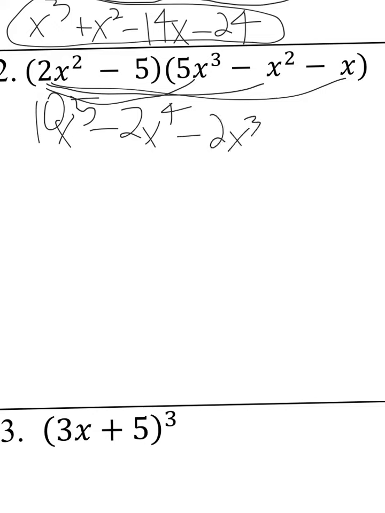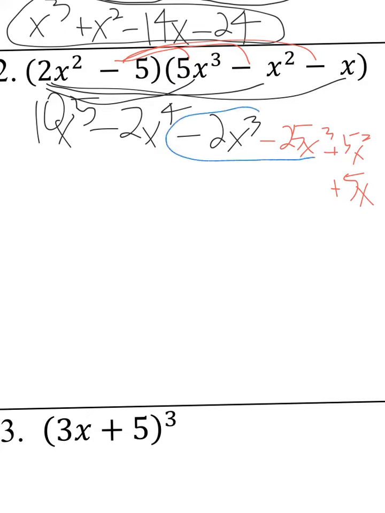And now I'm going to repeat the process, going negative 5 times 5x to the third. So that'll be negative 25x to the third. This will be turned into positive 5x squared. And then this will turn into positive 5x. And so we'll just circle my like terms, which are these two x to the thirds. And yeah, that's pretty much all that can combine looking at this.